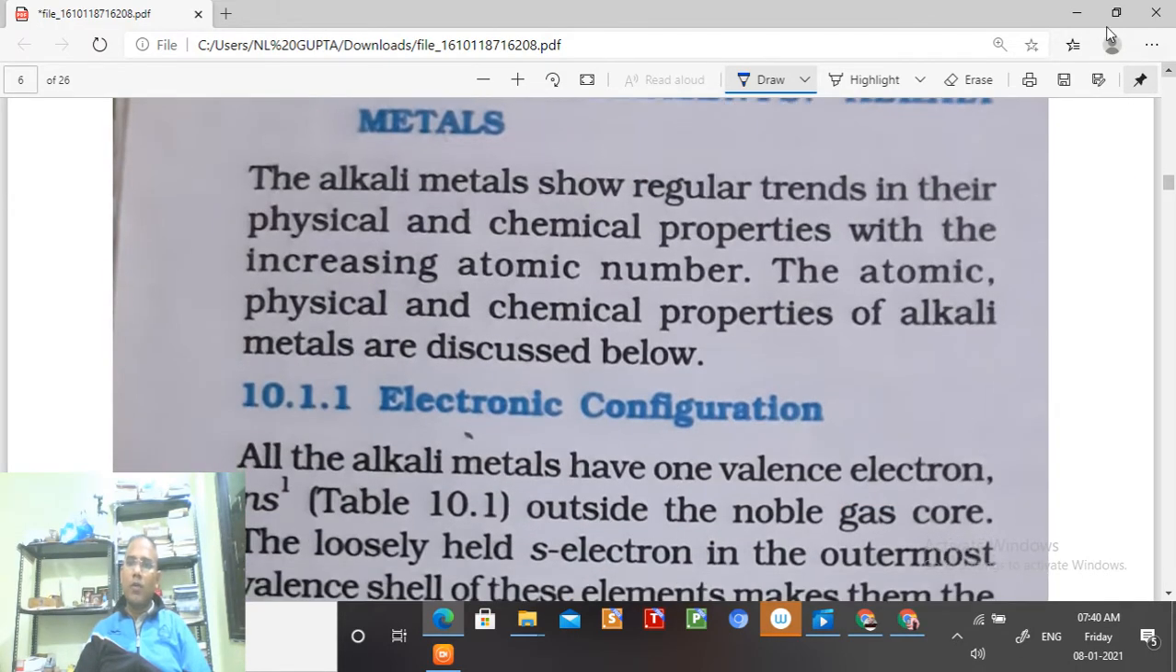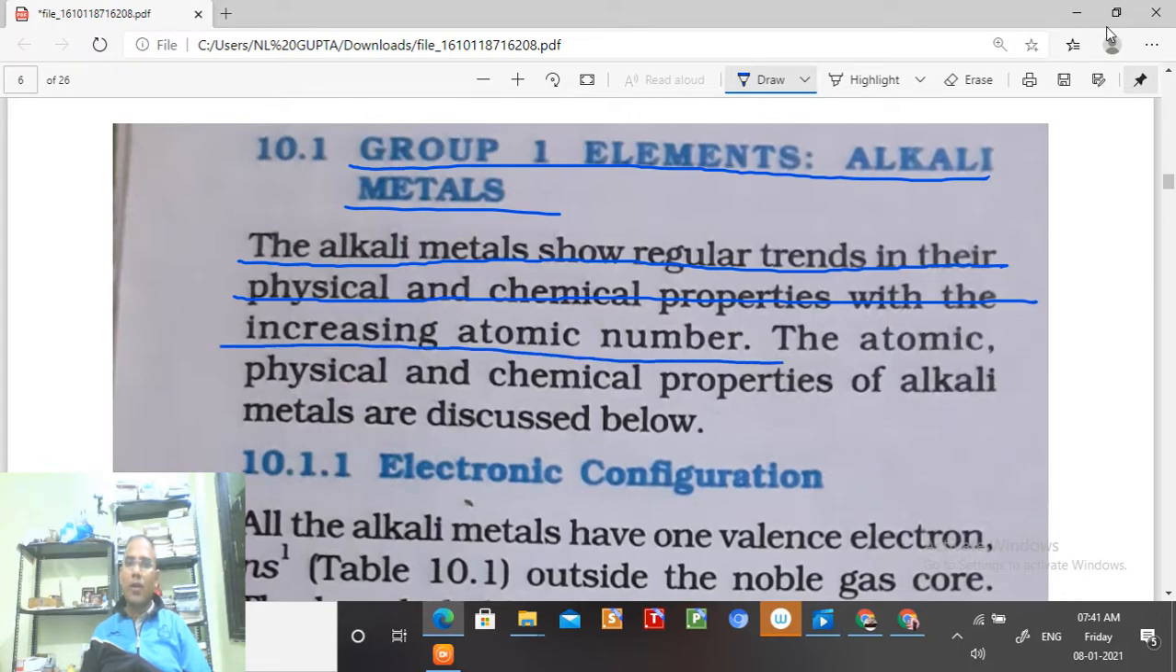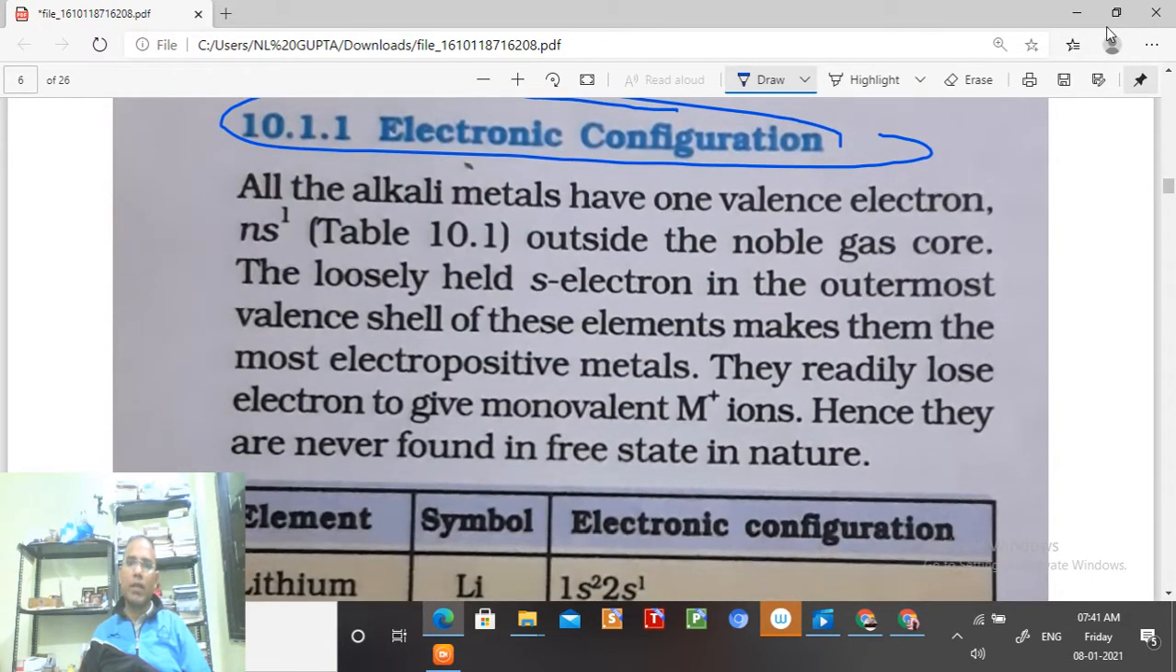Group 1 elements are alkali metals, student. The alkali metals show a regular trend in their physical and chemical properties with increasing atomic number. So there will be a trend in the physical and chemical properties as you go down the group. First is the electronic configuration of the alkali metals.